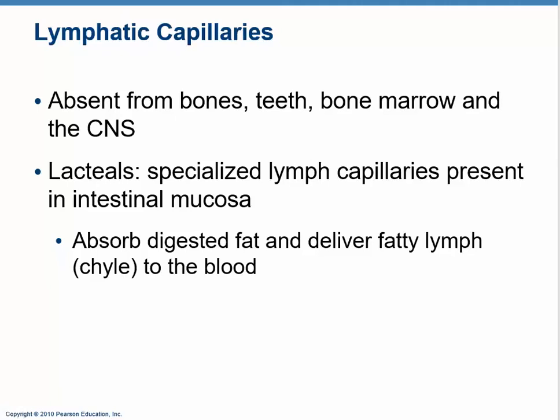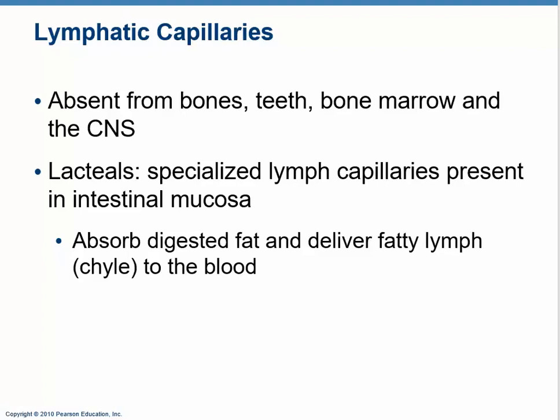We find the lymph capillaries virtually everywhere where there are normal, continuous blood capillaries. We don't have them in places where there are sinusoidal capillaries in the cardiovascular system. So that would be bones, teeth, bone marrow, and the central nervous system.